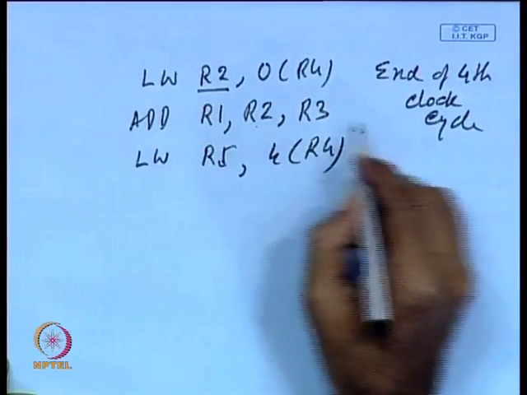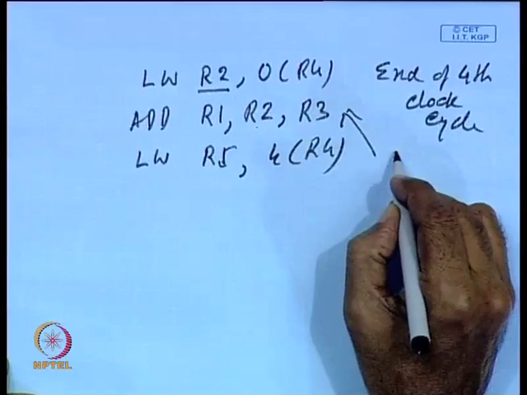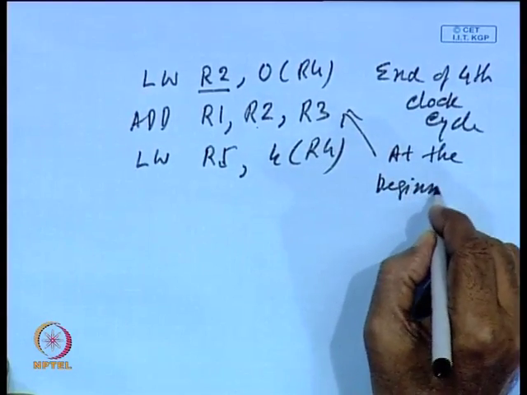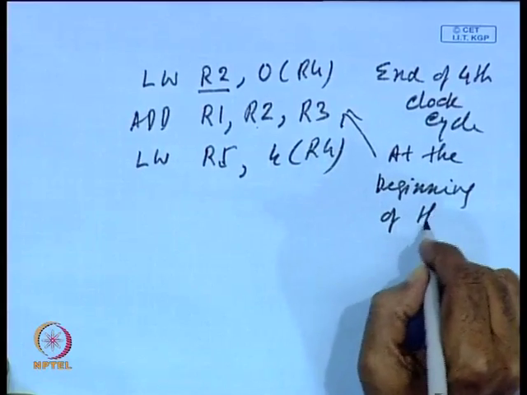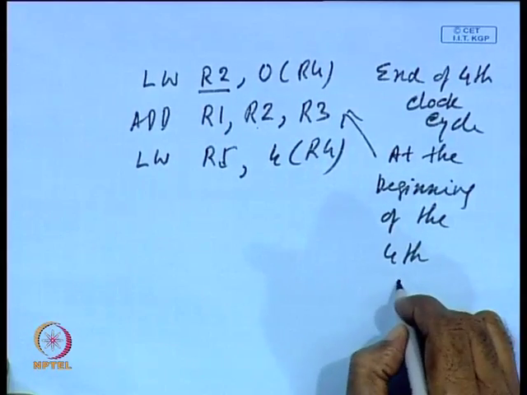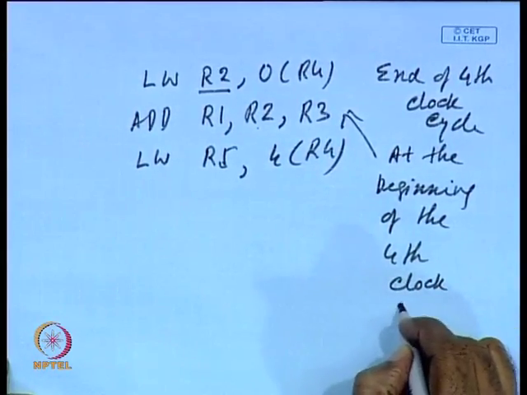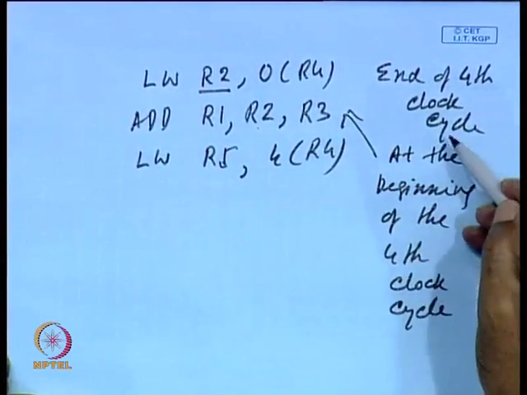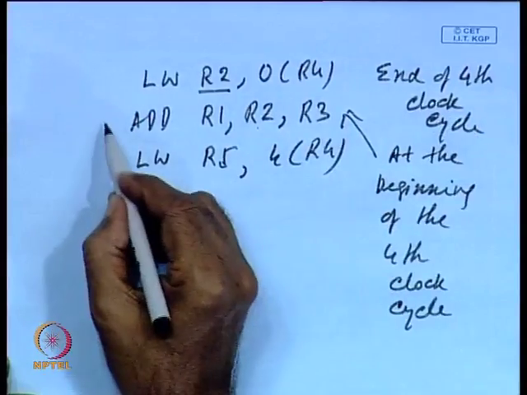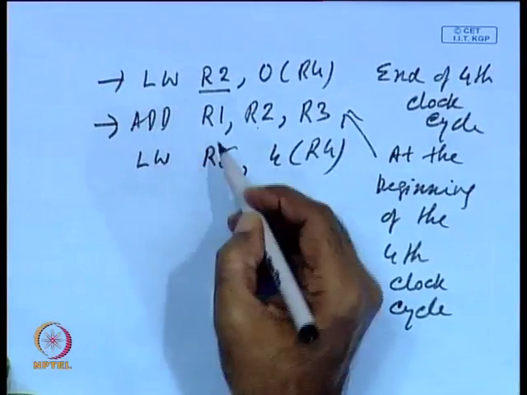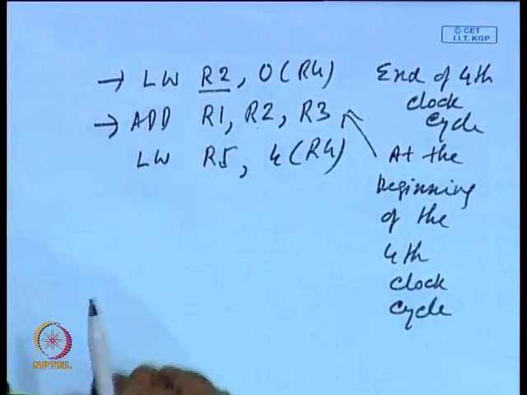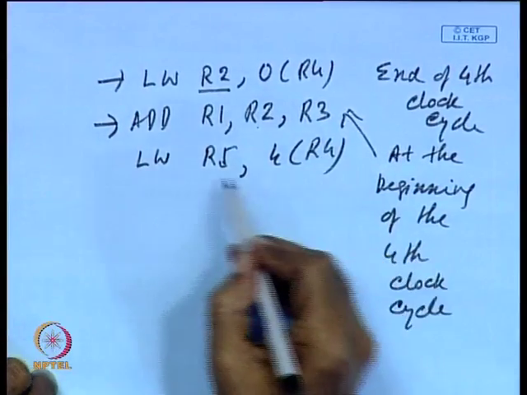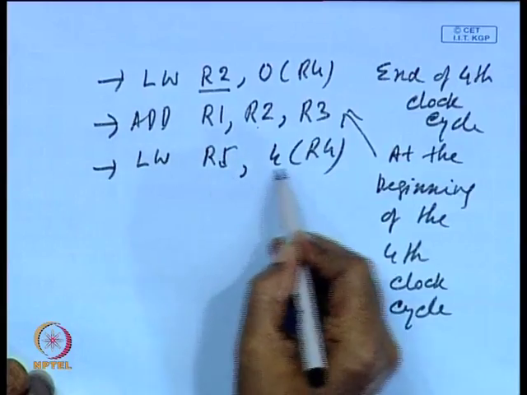On the other hand, here the reading will take place at the beginning of the fourth clock cycle. So, we find that here there is a latency of only one clock cycle. If this instruction can be separated from this by one instruction, our job will be done. That means, the data hazard will be overcome.